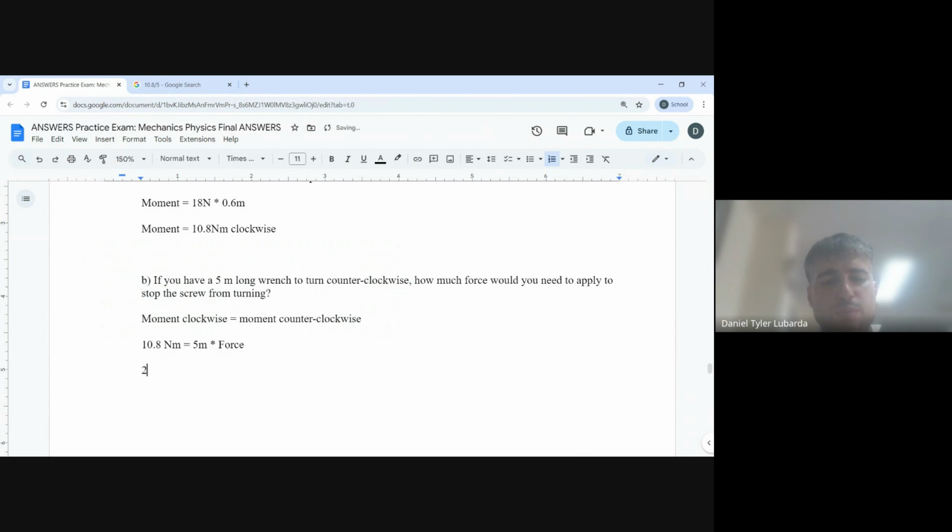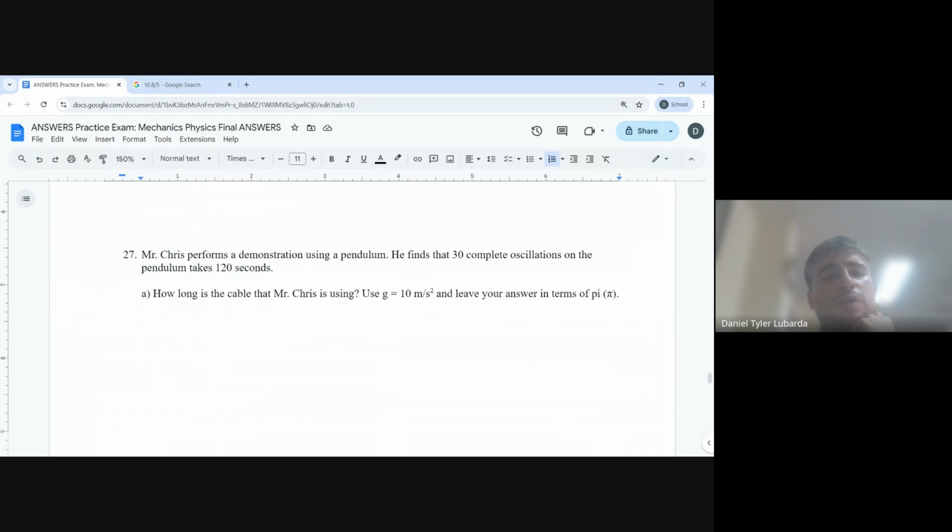So 2.16. Let's see what units we get. We divide both sides by 5 meters. So newton meters divided by meters, the meters will cancel out, leaving us with newtons. And that's good because we're looking for a force. That's what the question asked, how much force? Okay. So there we go. All right, number 27.